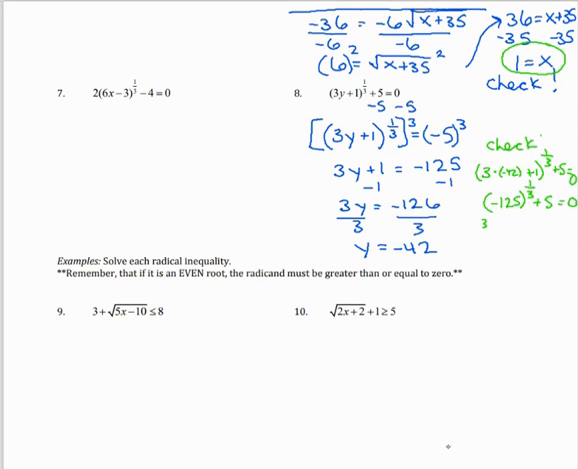Remember, that's really saying the cube root of -125 plus 5. That is -5, and -5 plus 5, in fact, is 0. So our solution is, in fact, correct.